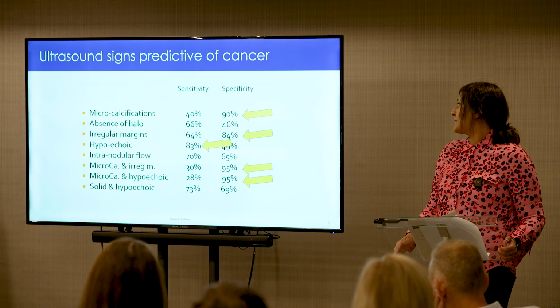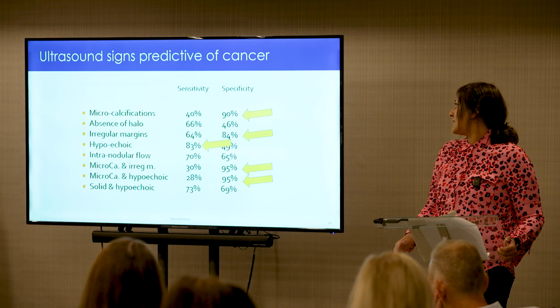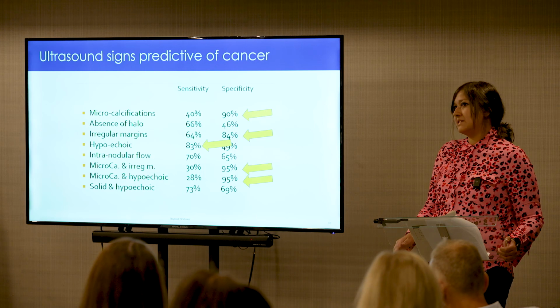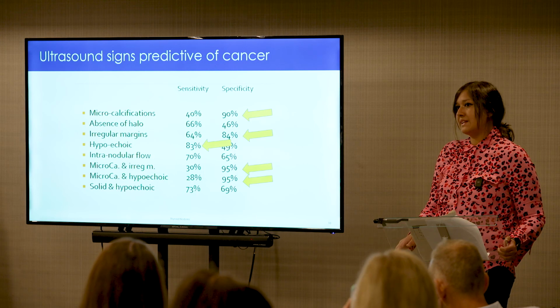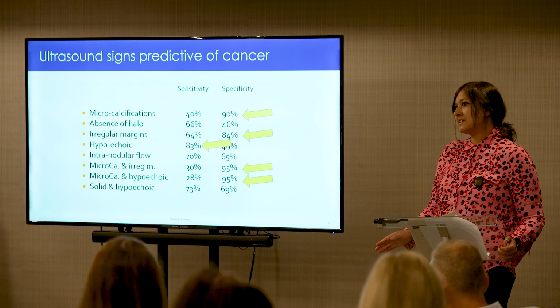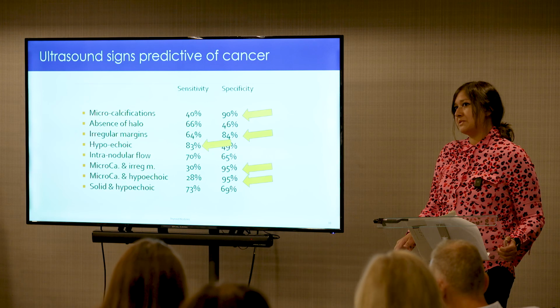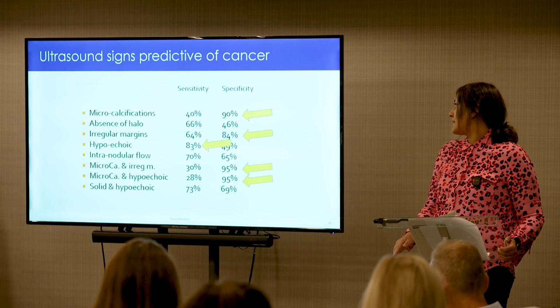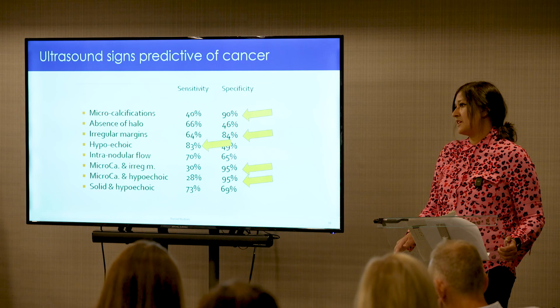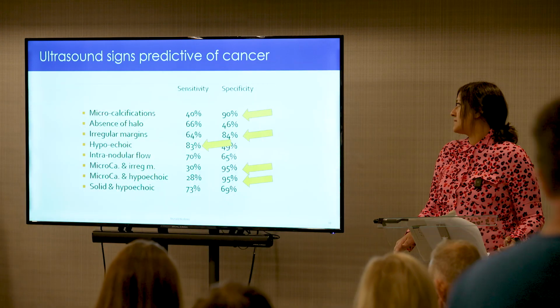The main things to worry about are microcalcification. As you can see, very high specificity just on its own. Irregular margins is generally a bad sign, really, for any lesion anywhere in the body. Being hypoechoic, darker to the background thyroid gland and strap muscles is extremely worrying. And when you get 2 of these signs combined, the specificity can go up to 95%, so it's a very good predictive value.